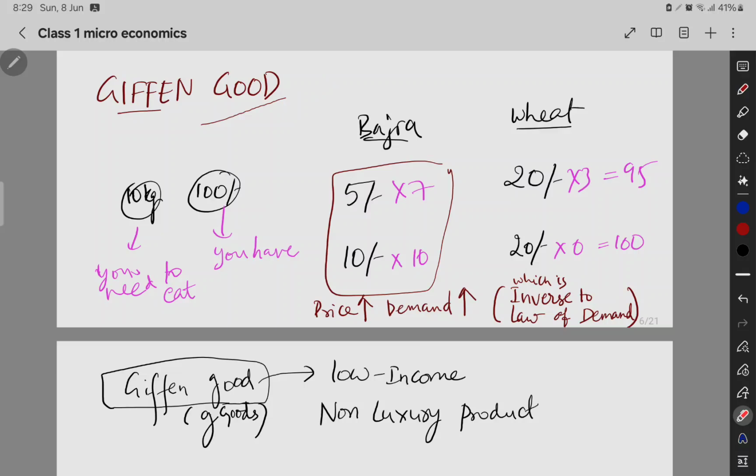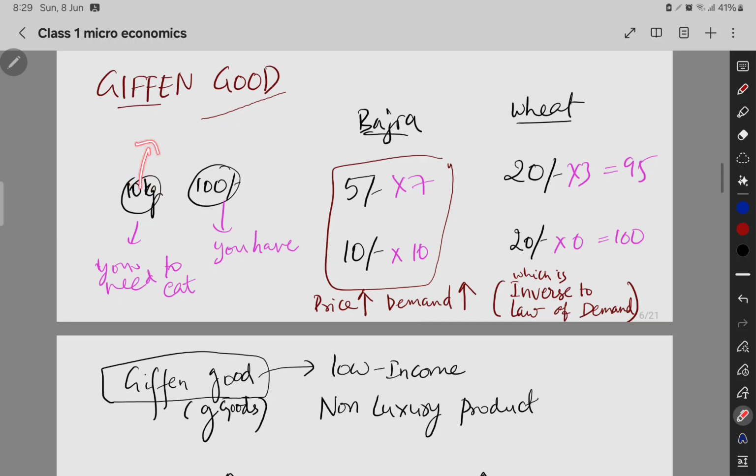I will explain with an example. Suppose you need to eat 10 kgs every day and you have only 100 rupees. How are you going to spend it? Let me say I have bajra and I also have wheat. How do you distribute? You need to have enough nutrients. So first you check: bajra is 5 rupees and wheat is 20 rupees. In total I have 100 rupees and I need to eat 10 kgs, so I need to split this 10. It can be 7 plus 3.